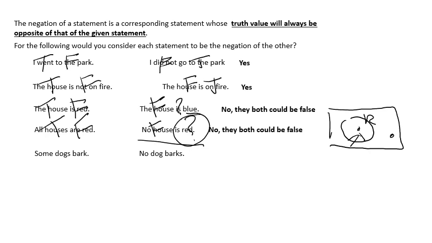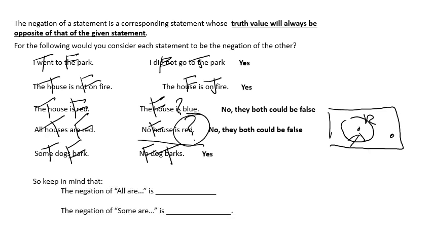Some dogs bark. No dog barks. Well, some dogs bark is true. Then this one's obviously false. But suppose some dogs bark is false. Well, some means one. If you get rid of that one, that means none. And that would be true, so the answer to that one is yes.